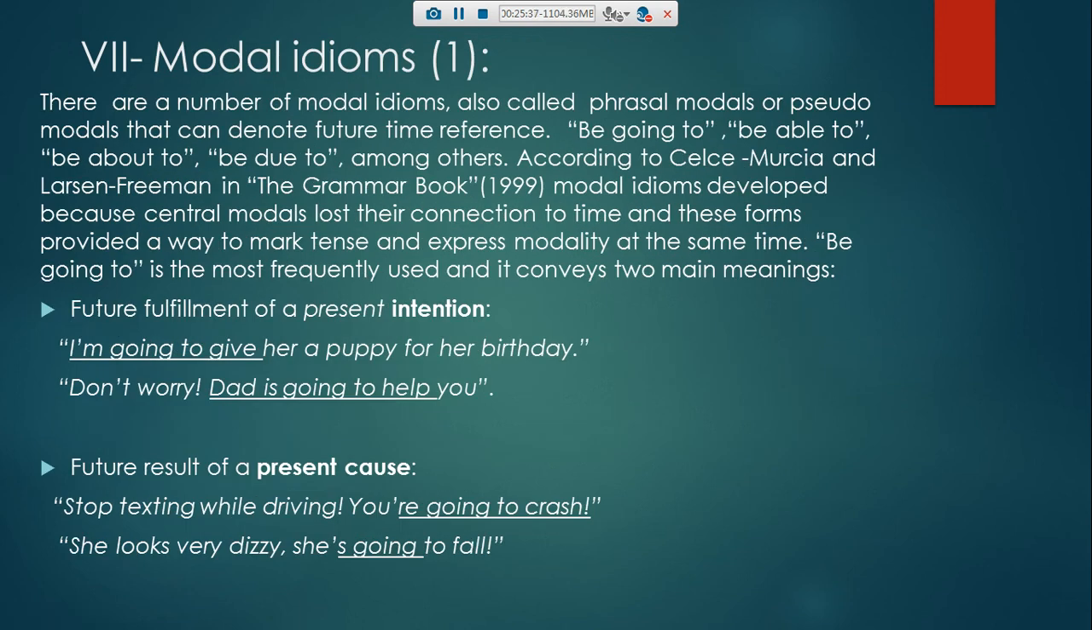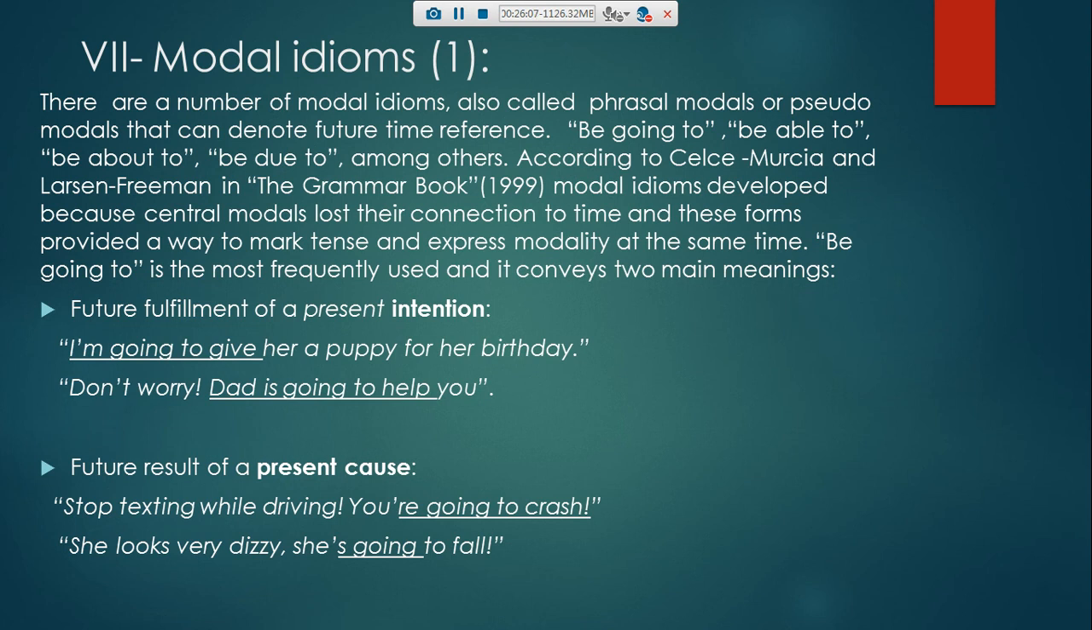Modal idioms. There are a number of modal idioms, also called phrasal modals or pseudomodals, that can denote future time reference. Be going to, be able to, be about to, among others. According to Celce-Murcia and Larsen-Freeman in the grammar book, modal idioms develop because central modals lost their connection to time, and these forms provided a way to mark tense and express modality at the same time.